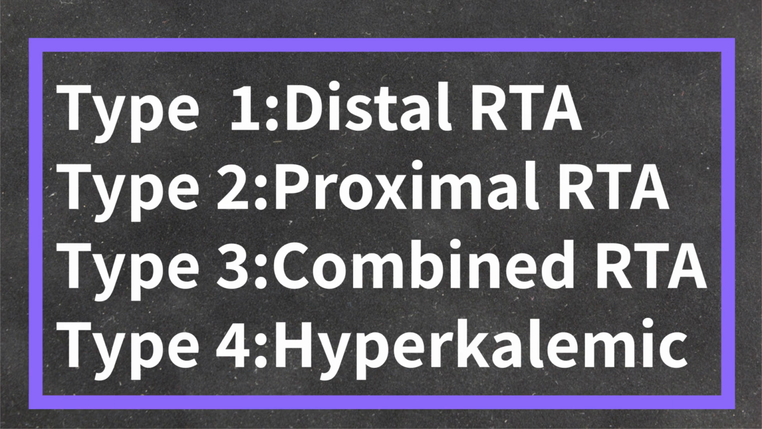We have 4 types of renal tubular acidosis. Type 1, distal type. Type 2, proximal type. Type 3, combined type. Type 4, hyperkalemic type.